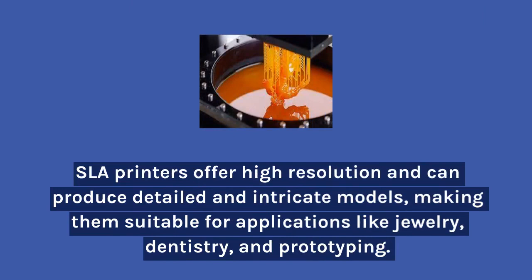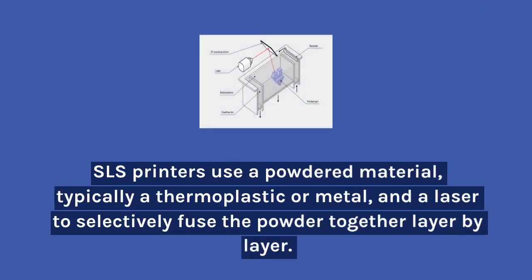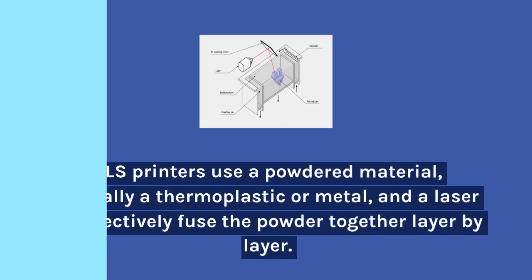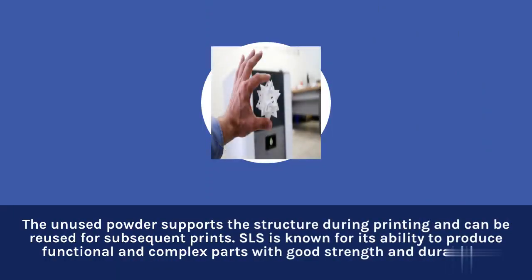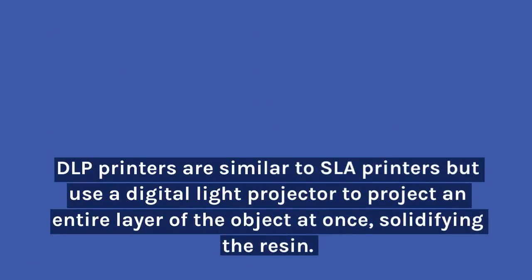SLS printers use a powdered material, typically a thermoplastic or metal, and a laser to selectively fuse the powder together layer by layer. The unused powder supports the structure during printing and can be reused for subsequent prints. SLS is known for its ability to produce functional and complex parts with good strength and durability.